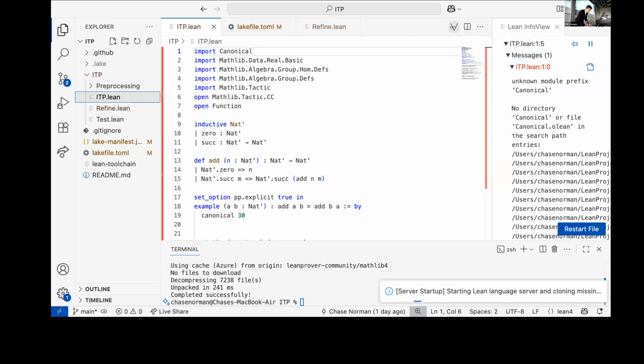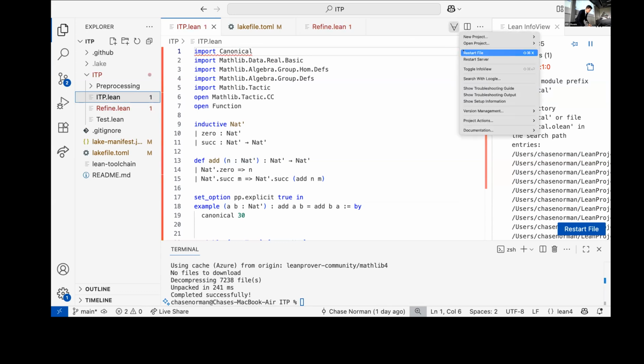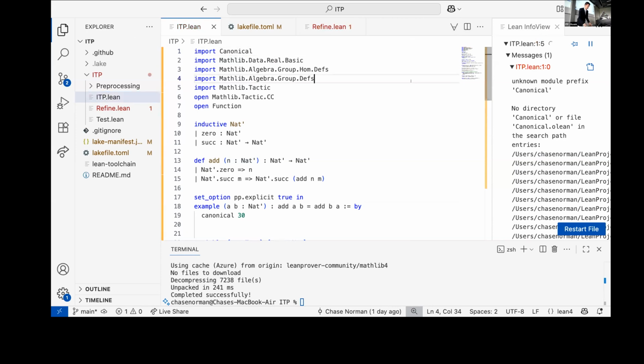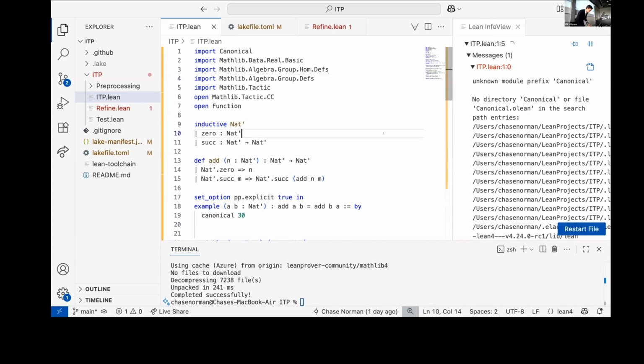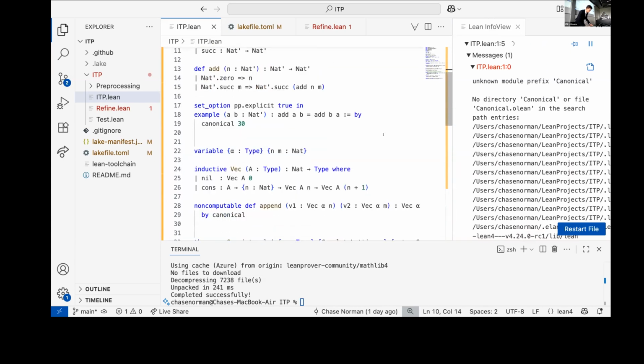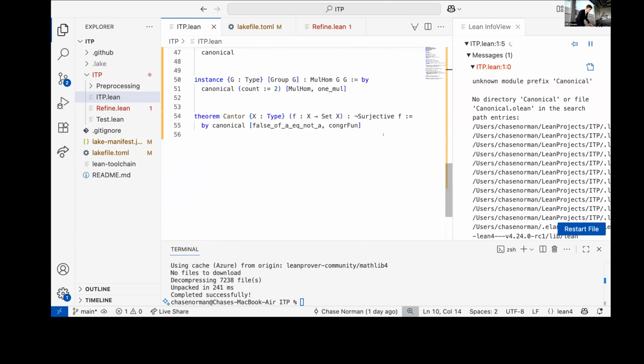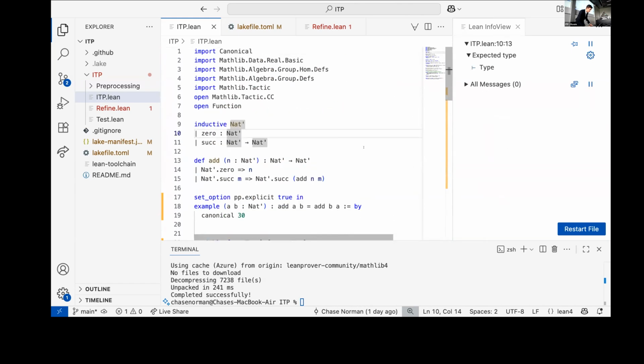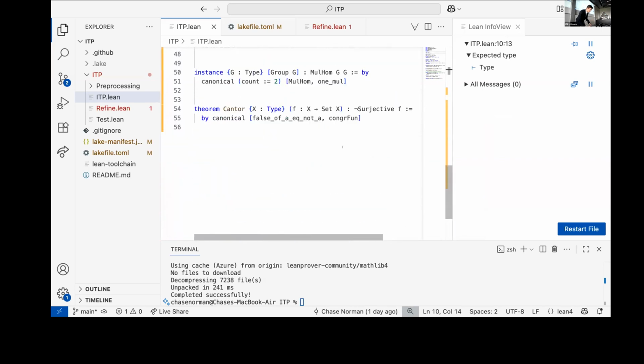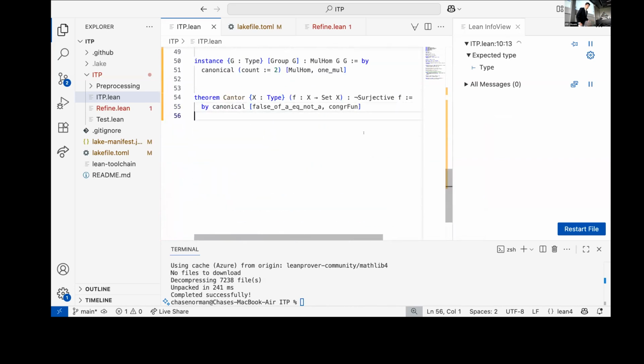And then we can restart the server and restart the file. Suspenseful. Okay, just like that, we have Canonical installed. It's starting to prove some things, but we're going to start here at the bottom of the file and let it catch up to us.